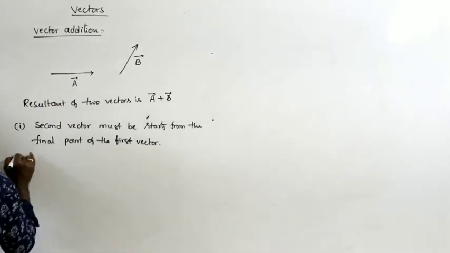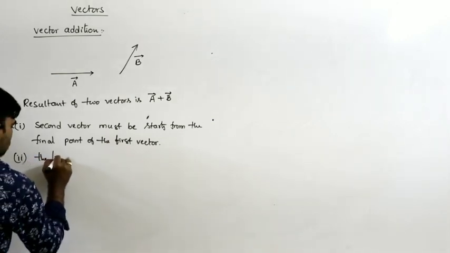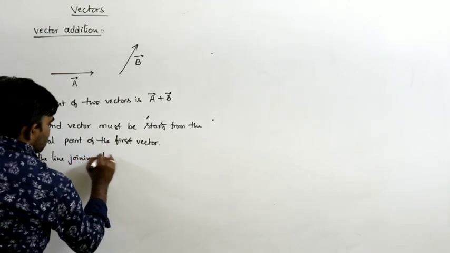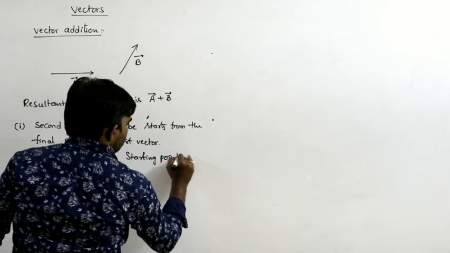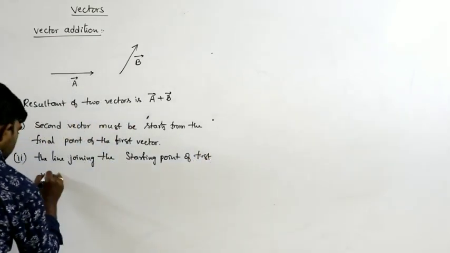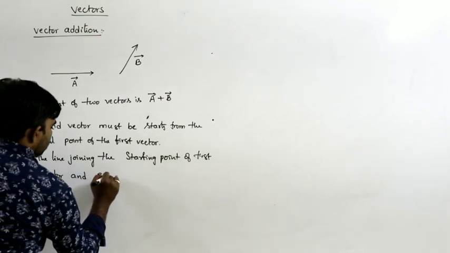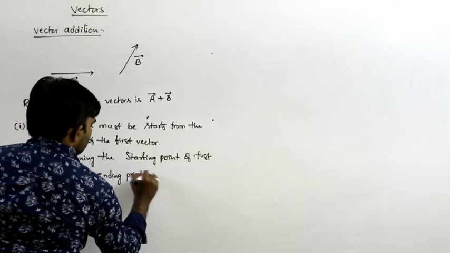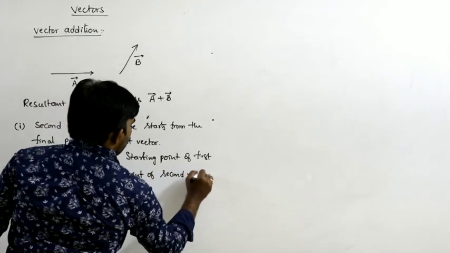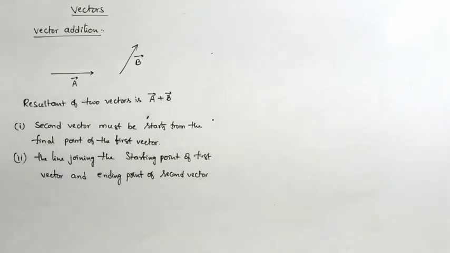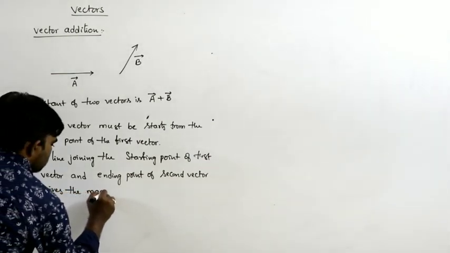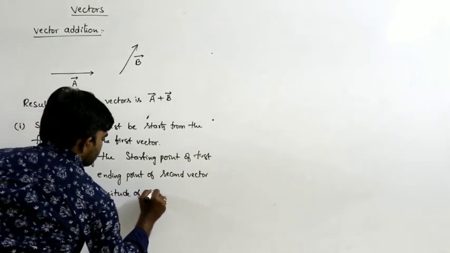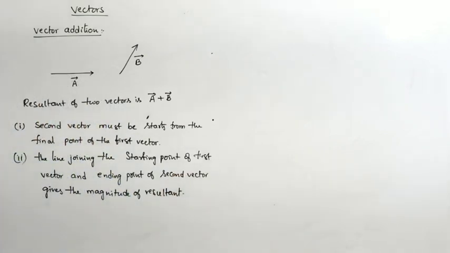The second point is that the line joining the starting point of the first vector and the ending point of the second vector gives the magnitude and direction of the resultant. So these are the two points.